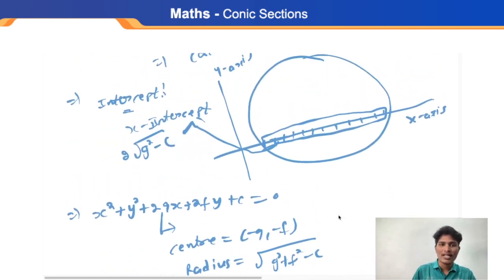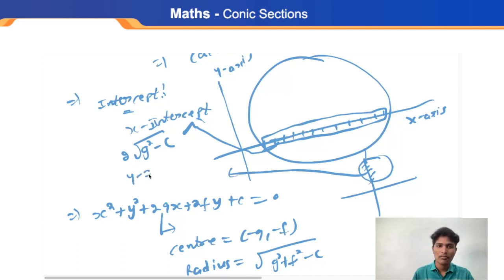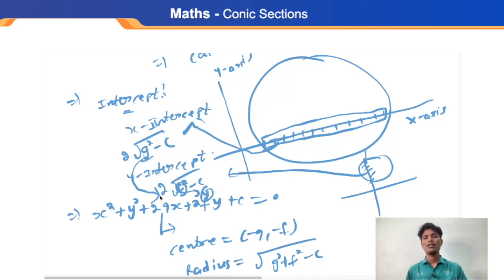Here the x-intercept is equal to 2 root g square minus c. Suppose the circle is like this. It is cutting the y-axis, so this length is calculated as the y-intercept, and the y-intercept value is 2 root f square minus c, where f is the coefficient of y in the equation, and g is the coefficient of x in the equation.